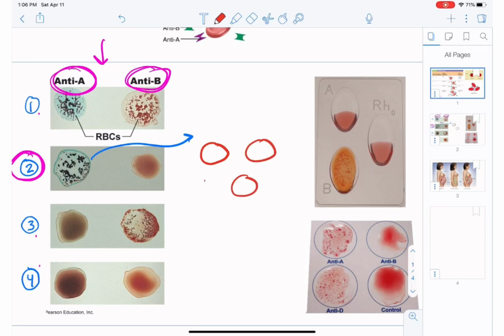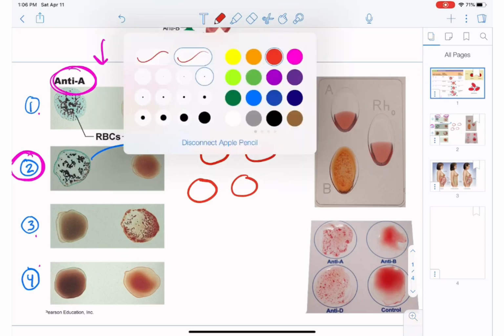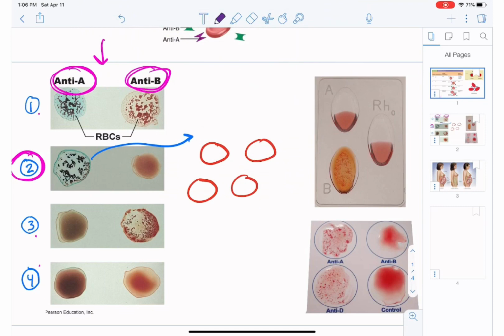So these are all red blood cells in this first drop of blood. And what they did to this drop of blood is they added anti-A antibody, they mixed it all around, and they looked for a reaction. And just looking at this drop of blood here, did we get a reaction? We did. We got an agglutination reaction.